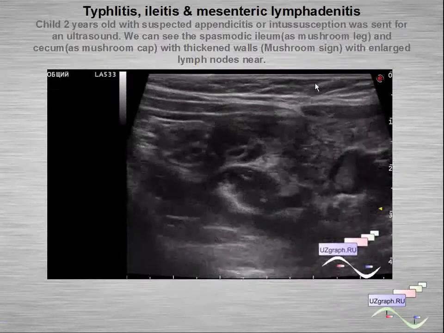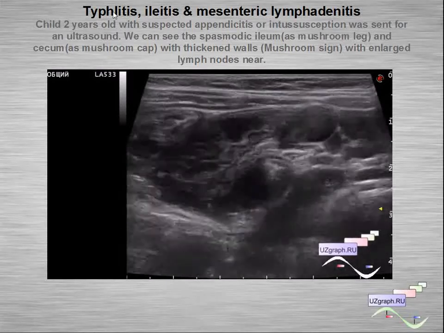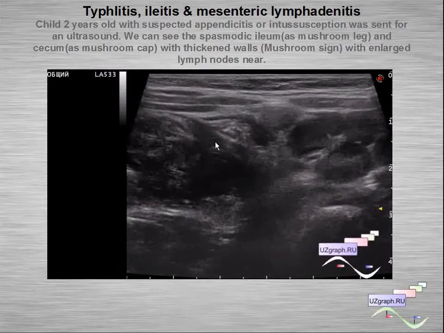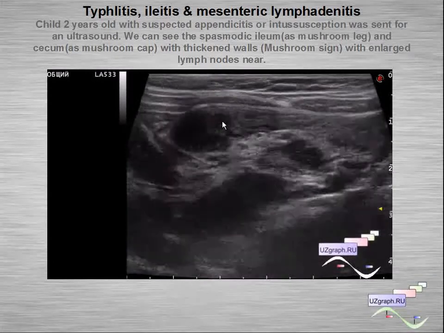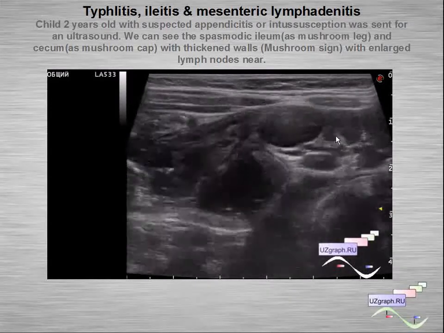Another example with enterocolitis, typhlitis, ileitis. We can see spasmodic intestinal loops without content, with thickened walls, and enlarged lymph nodes nearby.